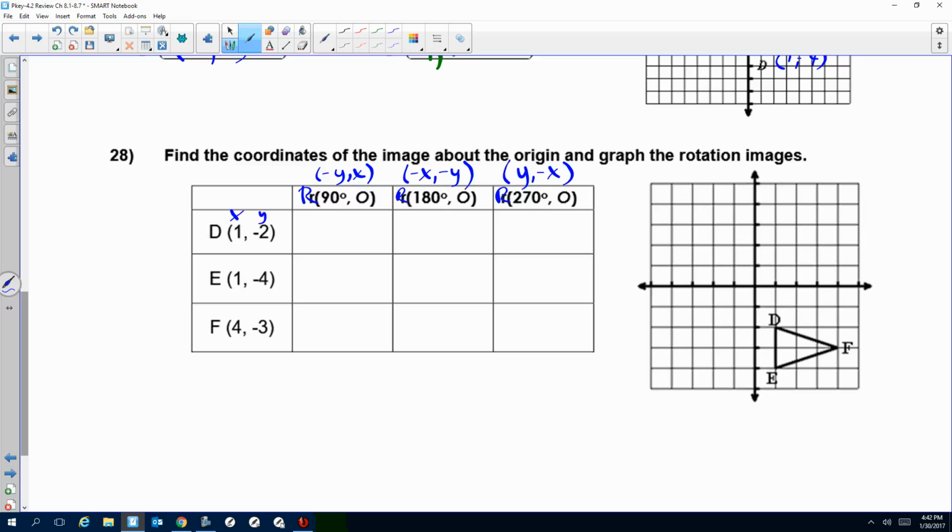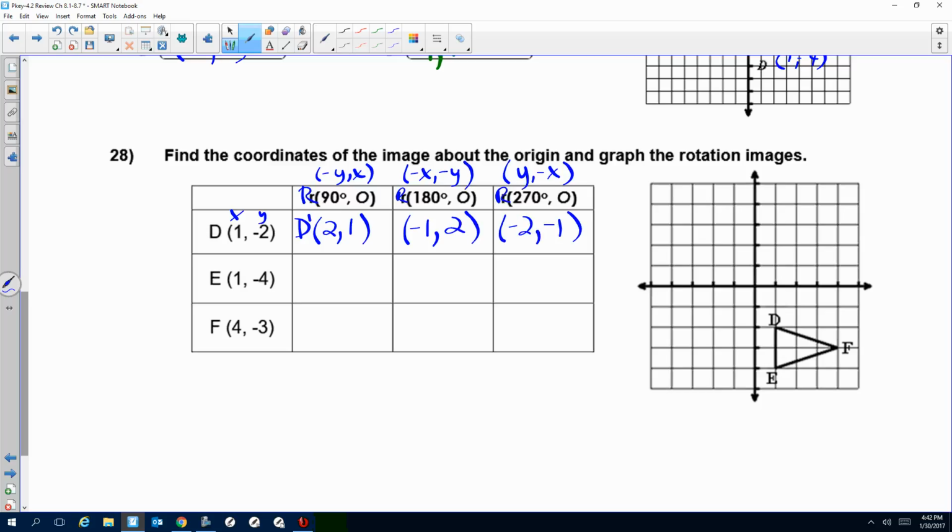So our D prime here for 90 is going to be positive 2 comma 1. Because we changed the sign to the opposite. It was already negative, so it becomes opposite. We're going to change the sign of both here for 180. Negative 1, and that negative 2 is already negative, so that becomes a positive. Make it the opposite. And then 270, we have negative 2 comma negative 1.